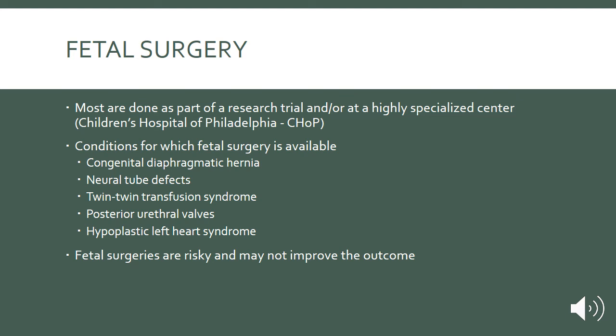Posterior urethral valves. So in this one, the urine can't actually exit the kidneys. And what you need to do is put a little shunt in the bladder that allows the urine to drain off. This is something that actually is done more routinely, has fewer risks and greater benefit. And this is one of the few ones that doesn't have to be done as part of a research protocol.